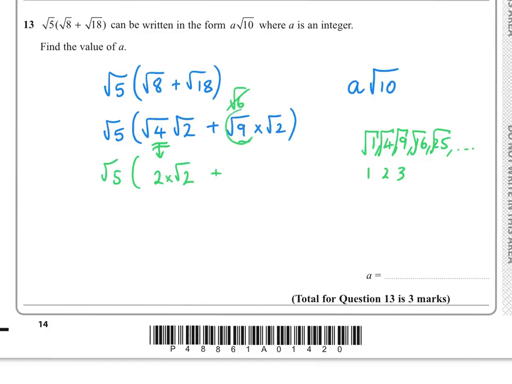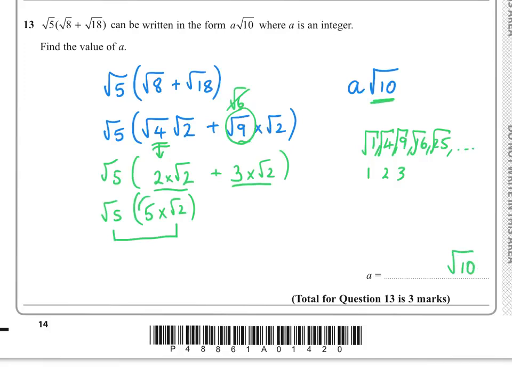plus square root of 9 is 3 lots of root 2. And then inside the bracket, that simplifies nicely to be 2 lots of root 2 and 3 more lots will give us 5 lots of root 2. Now, we're nearly there because root 5 times root 2 is just what we wanted. And we have 5 left.